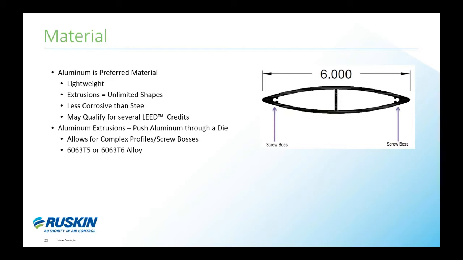Extrusions are made by pushing aluminum through a die. This allows for precise or complex profiles, including screw bosses, which allow for mechanically fastening in the construction. Typical extrusion alloys are 6063 T5 and T6. Ruskin will predominantly use T6.